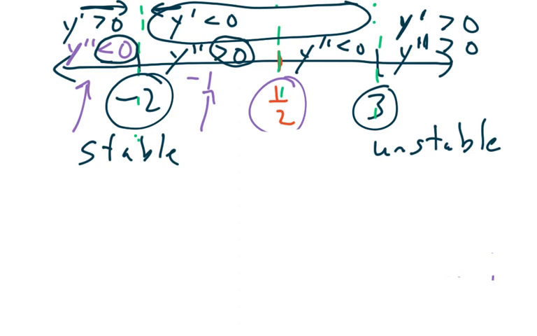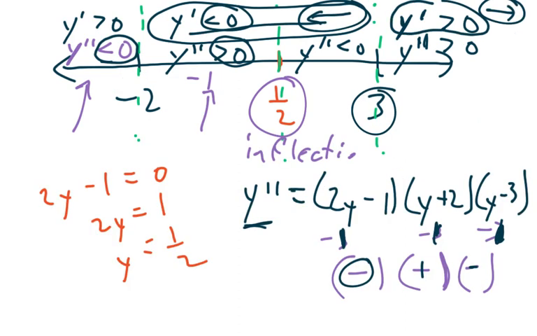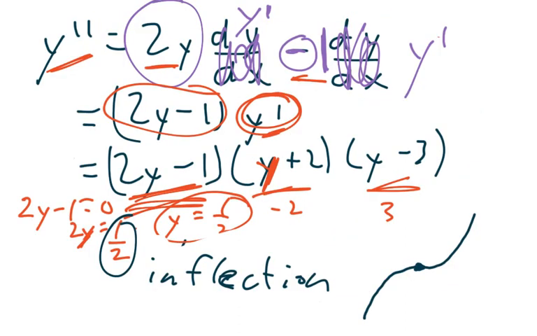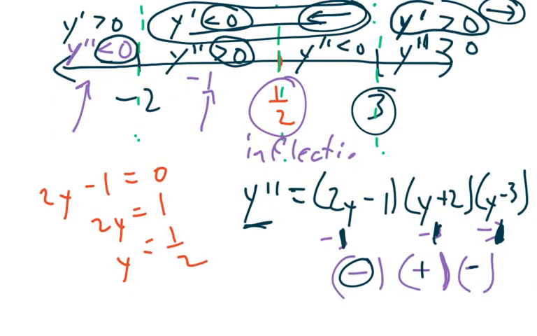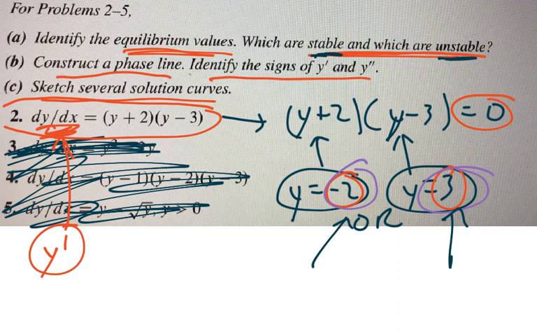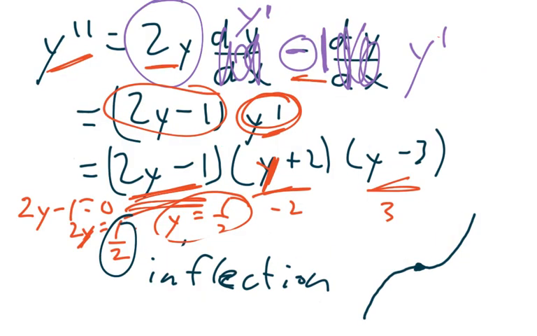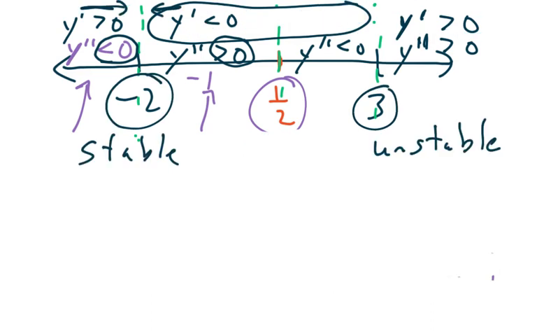By the way, these number lines, this one and this one, those are your phase lines. So if you want to see what we did, we found our equilibrium values. We figured out whether they were stable or unstable. We constructed our phase lines for y prime and y double prime. Now we need to sketch some solution curves. Now this is going to be fun. This is some serious thinking here. So remember, this is with respect to y.